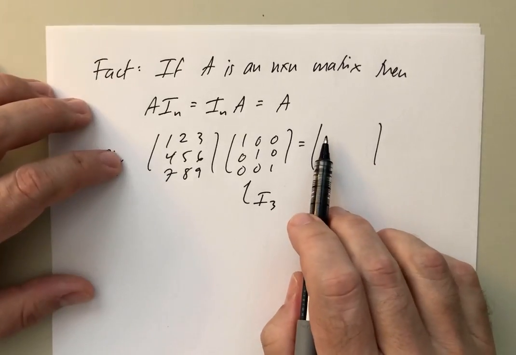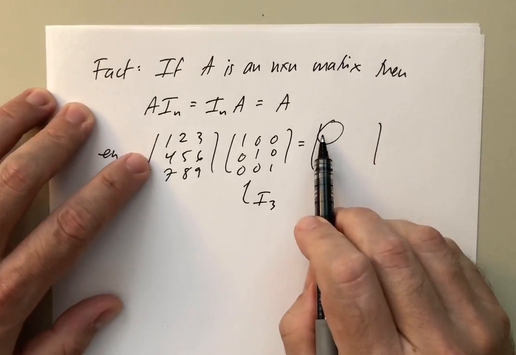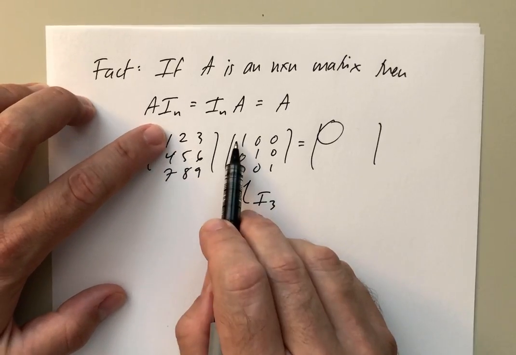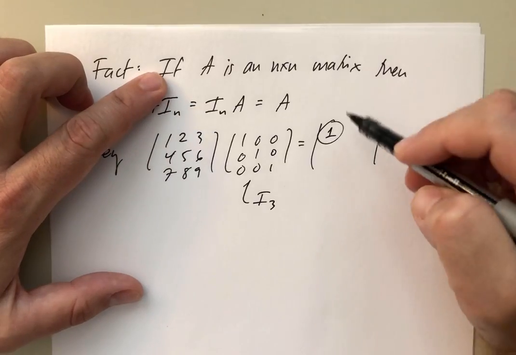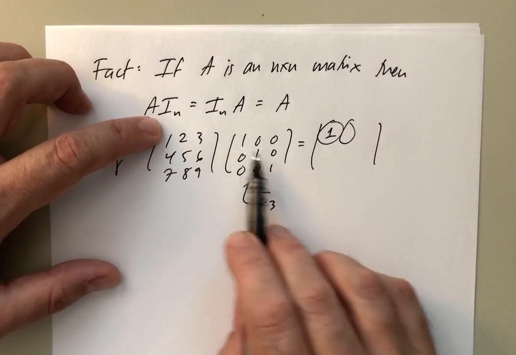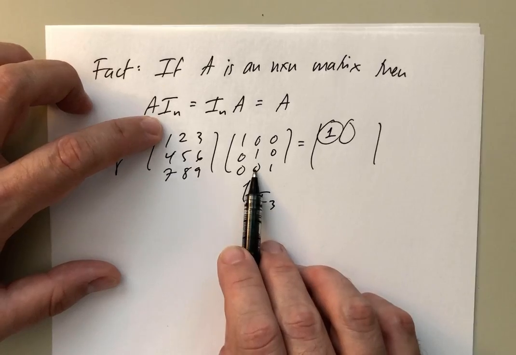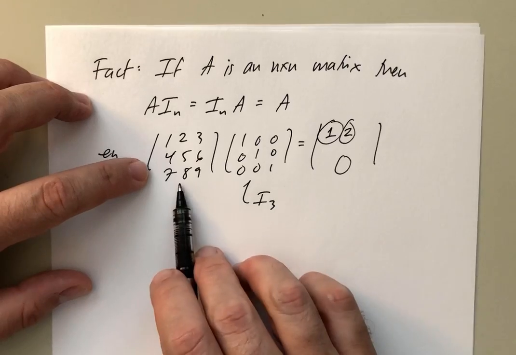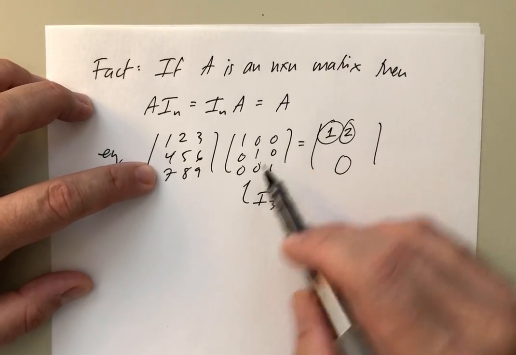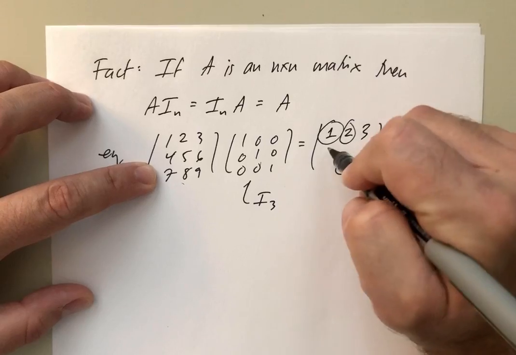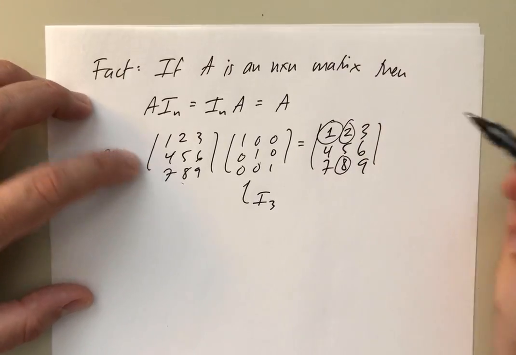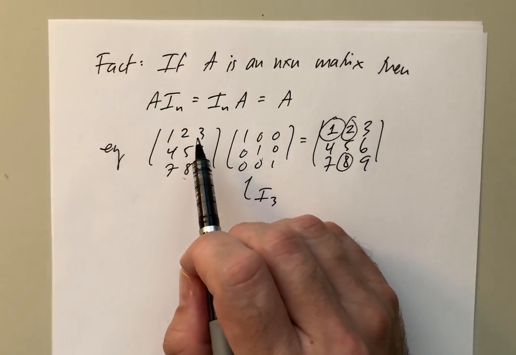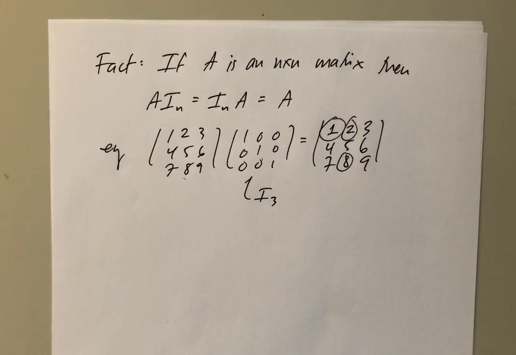Notice that when you look at any entry, for instance the first row, first column, what do I pick up? I only pick up that first entry: 1 times 1 plus 0 plus 0. So that's 1. If I go to the first row, second column, I do 1, 2, 3 and 0, 1, 0, and I only pick up that 2. Maybe I'd look at the third row, second column. Here I'm taking 7, 8, 9 and 0, 1, 0, and again I only pick up that 8. So what you're getting is just the matrix you started with. So this identity matrix is like the 1 of the matrix world.